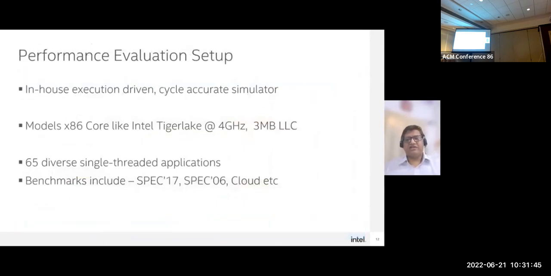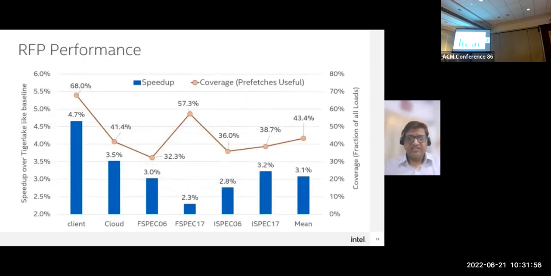We evaluate RFP on a Tiger Lake-like system using 65 diverse single-threaded applications, which include all the SPEC 17 applications. This chart shows that RFP improves performance by 3% on a Tiger Lake-like baseline. We also see 43% of all loads are successfully prefetched. For these loads, the prefetch address was correct and the prefetch hides the L1 cache access latency.